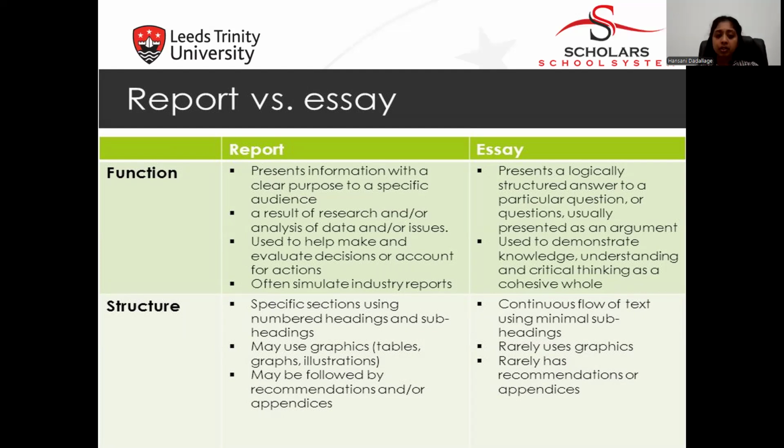And when we are going to structure reports and essays, reports have specific sections using numbered headings and subheadings, and reports may use graphics such as tables, graphs, and illustrations. But if you look at essays, they are a continuous flow of text using minimal subheadings. So it has more text and rarely uses graphics, and rarely has recommendations or appendices. So these are the differences between a report and an essay.